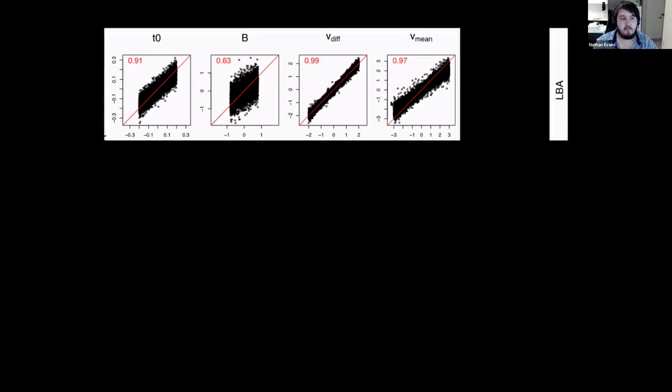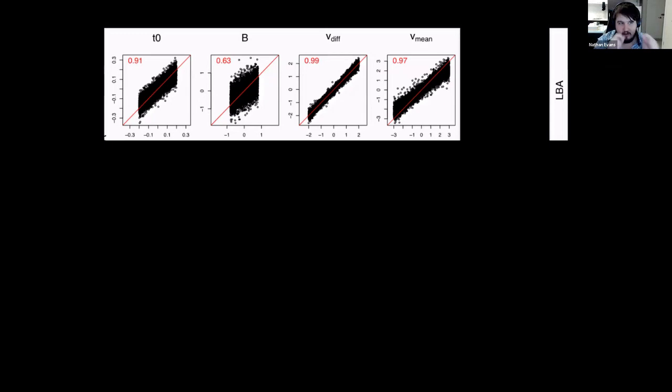The y-axis represents what you get when you take the model and estimate it to this data that you simulated and see what parameter value you get back when you estimate the model to the data that it generated. So the red line is the line of perfect recovery, which means that if everything were to fall along the red line, that would mean that you generated data from the model with this parameter value.